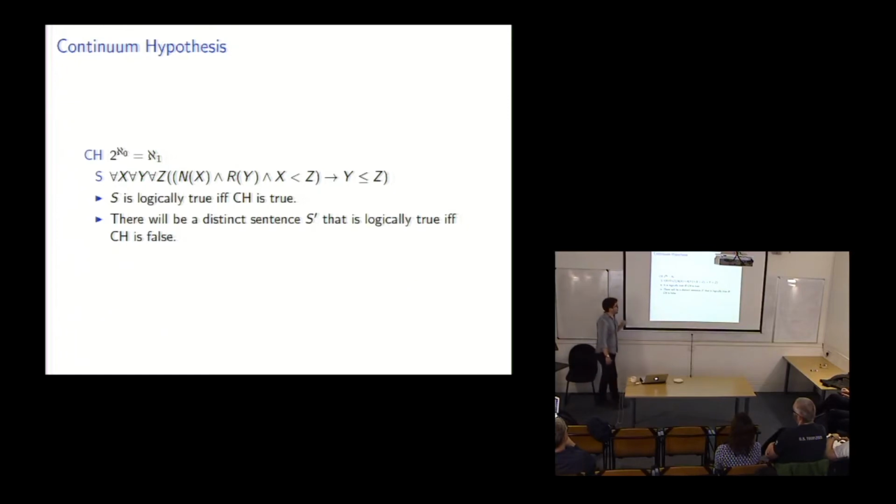So we have this relationship now between the logical truth of a sentence and the plain truth of a mathematical sentence. And it turns out we can cook up a distinct sentence, S primed, that's logically true just if the continuum hypothesis is false. Let's just assume for today that it's true. We could run exactly the same argument on the assumption that CH is false. Let's just say for today that it's true.